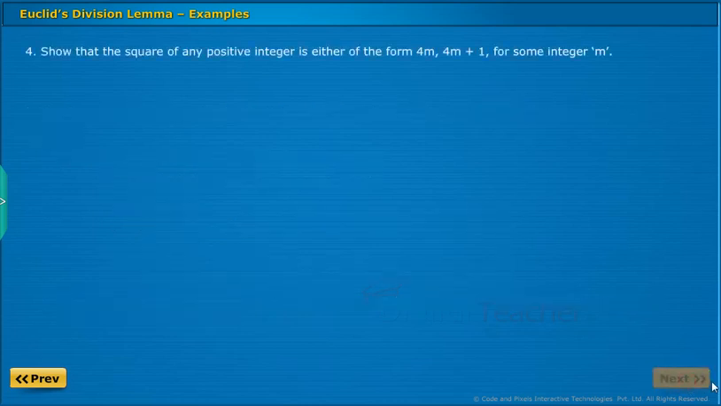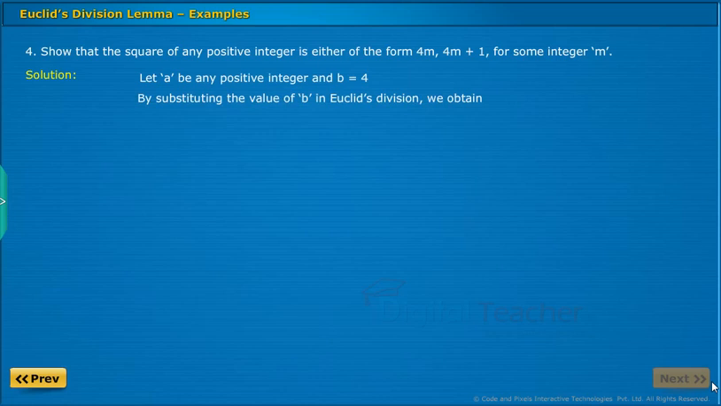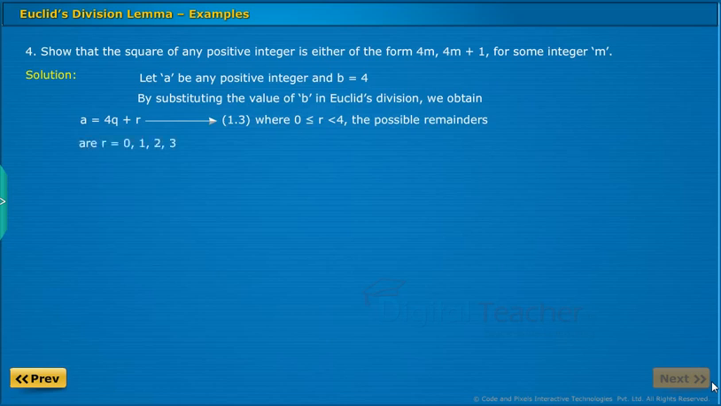Problem 4. Show that the square of any positive integer is either of the form 4m or 4m plus 1 for some integer m. Solution. Let a be any positive integer and b is equal to 4. By substituting the value of b in Euclid's division, we obtain a is equal to 4q plus r, where 0 is less than or equal to r, which is less than 4. The possible remainders are r equal to 0, 1, 2, 3.